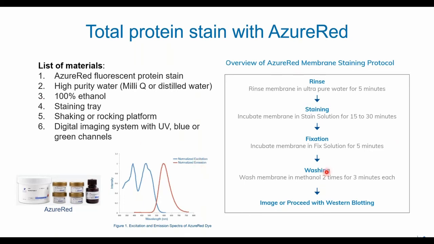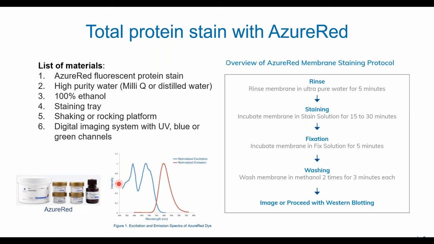And of course, this is Azure Red fluorescent protein stain. And then you need high purity water, either molecular or distilled water, ethanol to activate it, a staining tray, a shaking or rocking platform, and also a digital imaging system with UV, blue or green channel.